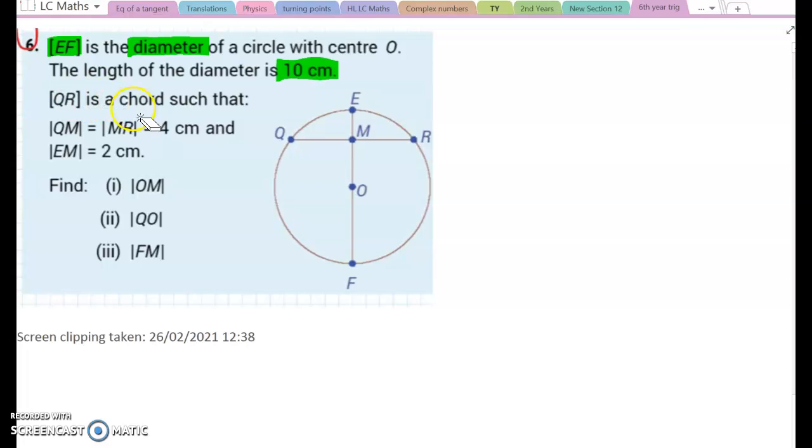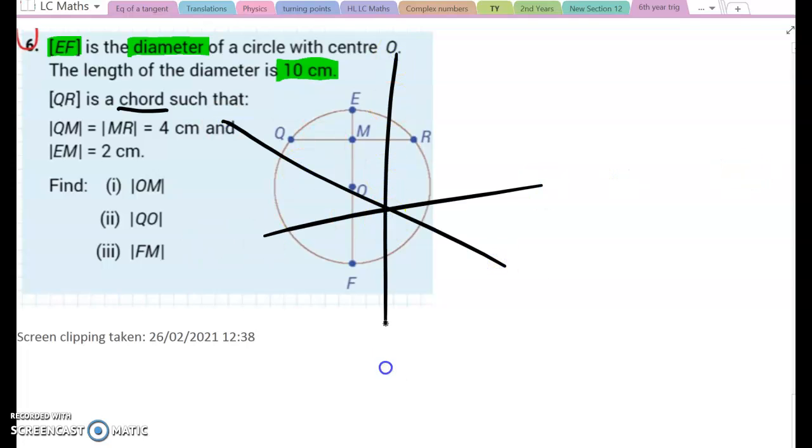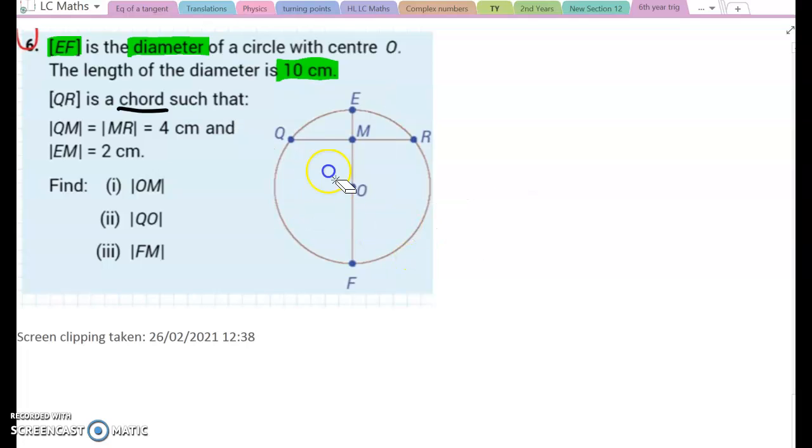QR is a chord. So a chord is a line that just passes through a circle. It doesn't go through the center, and it doesn't touch it at just one point only, like a tangent would. It just cuts through it. It just goes through the circle at any particular point. It's not very relevant, the fact that it's a chord. It just means that it's not going through the center.